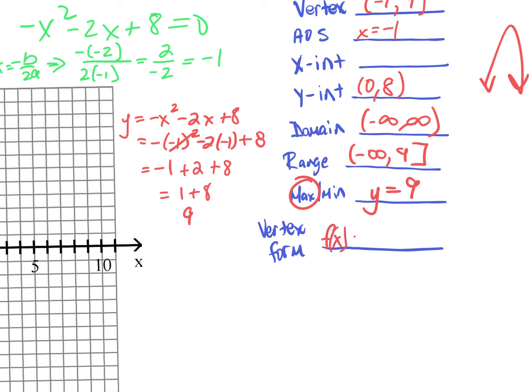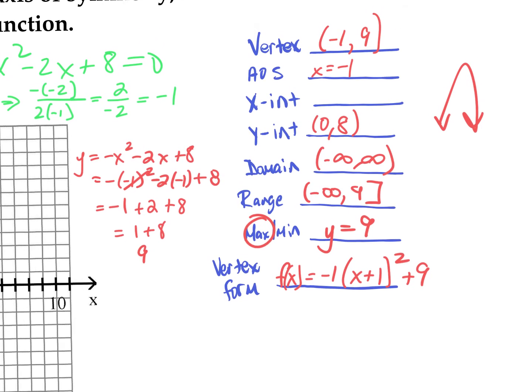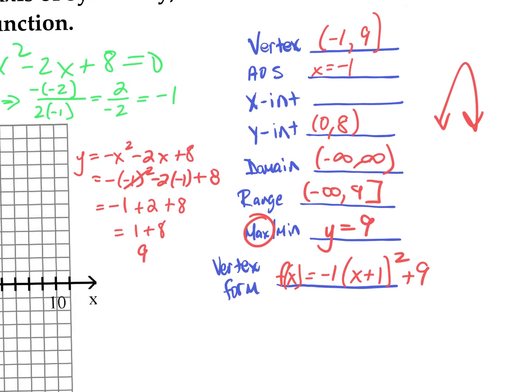f of x equals negative 1 times (x plus 1) squared plus 9. Perfect. Do you have to have that 1 in front? No, you can just put the negative sign. But once you guys find the vertex, you can answer every single part of this question. You guys okay with that?